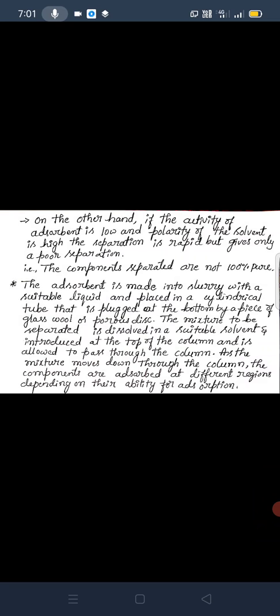Next, second one, stationary phases. The stationary phases used in column adsorption chromatography are also known as adsorbents, and some requirements of an ideal stationary phase are: they should be insoluble in solvents or mobile phases, they should be chemically inert, they should be colorless to facilitate observation of zones, and should have reproducible properties from batch to batch, and the particles should have uniform size distribution and be spherical, and the particle size is about 60 to 200 micron.